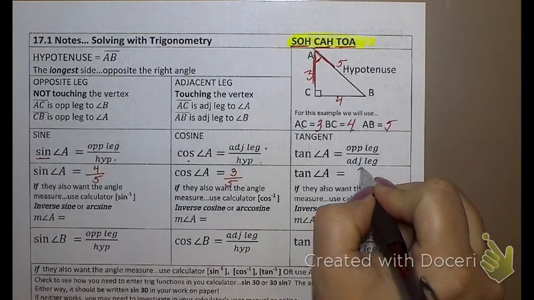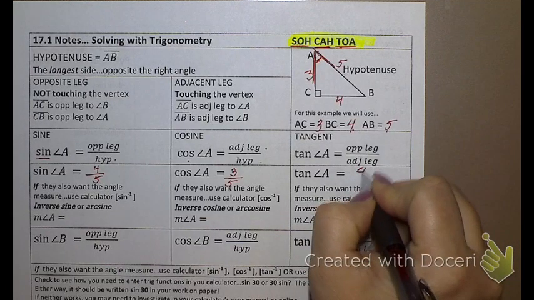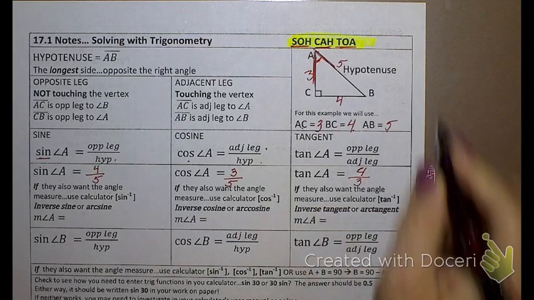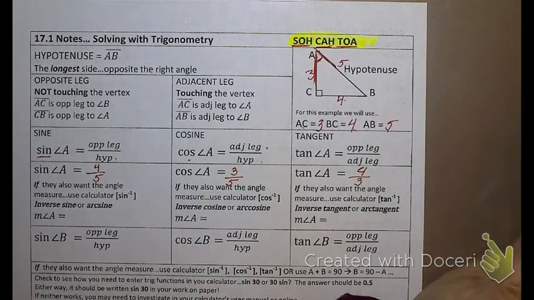3 over 4, are you sure? 4 over 3. 4 over 3. Why is it 4 over 3 and not 3 over 4? Opposite comes first, adjacent is on the bottom. Questions about that? That should be review from IM2, correct?